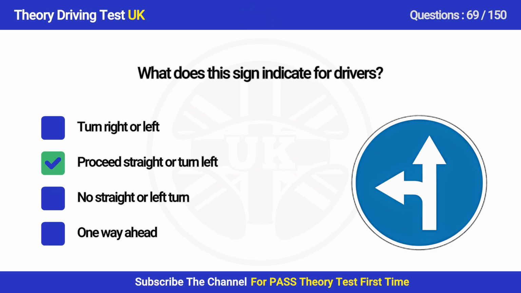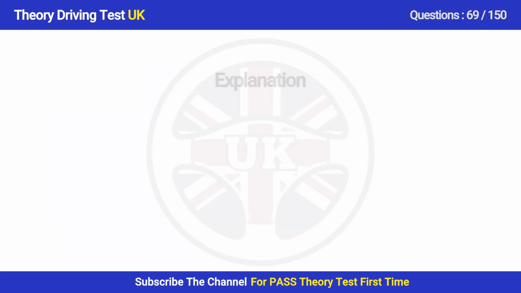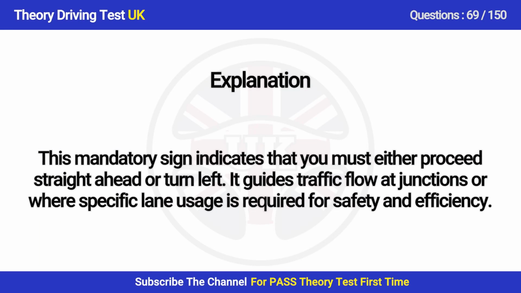Answers is B. Proceed straight or turn left. This mandatory sign indicates that you must either proceed straight ahead or turn left. It guides traffic flow at junctions or where specific lane usage is required for safety and efficiency.